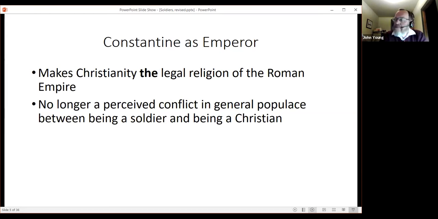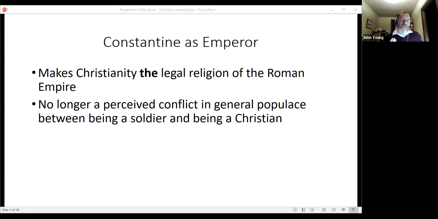Constantine, feeling in this case, or thinking he has been to some degree favored by this god, makes Christianity initially a legal religion in the Roman Empire. So this is the first time that Christianity has been legal. It's been, depending on where you were, either persecuted or generally overlooked. And then at a later point in his reign, he makes it the only legal religion of the Roman Empire.